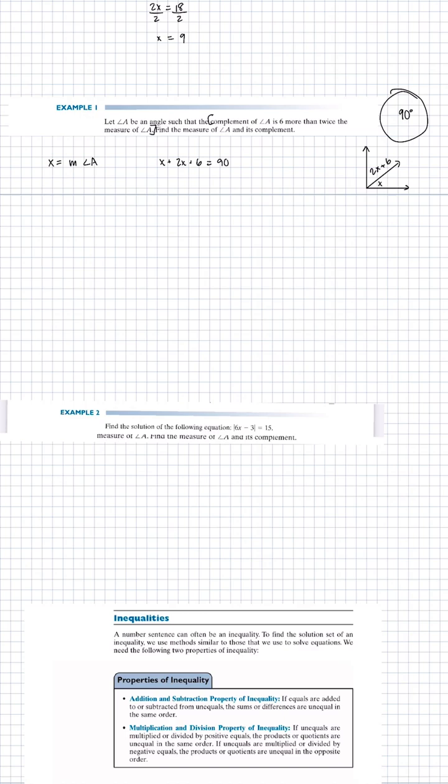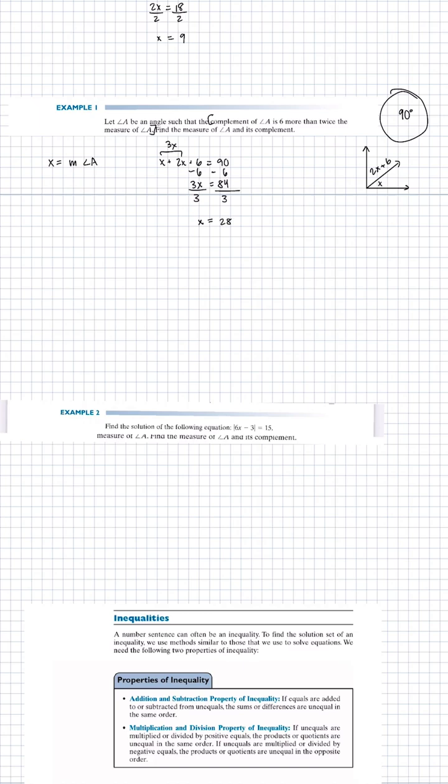So let's quickly isolate our variable. We're going to subtract 6 from both sides. It's going to be equal to 84. And then also these two are going to be simplified to 3x instead. So it's going to be 3x equals 84. Now I'm going to divide both sides by 3, and then I get that x is equal to 28.